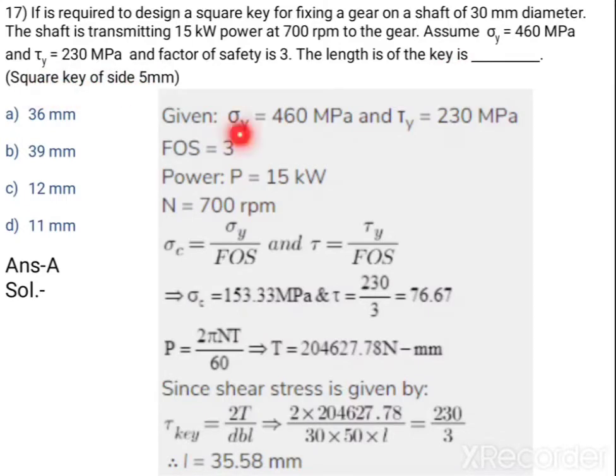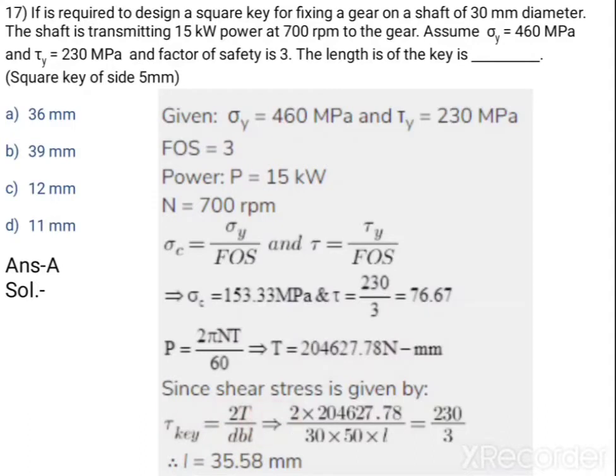So the given data: sigma y 460 megapascal, tau y 230 megapascal, and factor of safety 3. Power is 15 kilowatt. N, the rotational speed, is 700 rpm. So crushing stress sigma c is calculated by sigma y by FOS, and shear stress is tau y by FOS. From that you will get sigma c as 153.33 and tau as 230 by 3, that is 76.67 megapascal. From power you can easily calculate torque by the 2 pi NT by 60 relationship. You will get torque 204627.78 Newton mm.